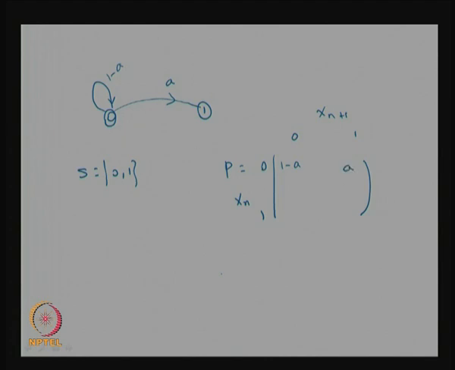Similarly, the one step transition probability of 1 to 1 is 1 minus b, and 1 to 0 is b. That means 1 to 0 has probability b, and 1 to 1 has probability 1 minus b. Obviously, a lies between 0 and 1, and b also lies between 0 and 1.